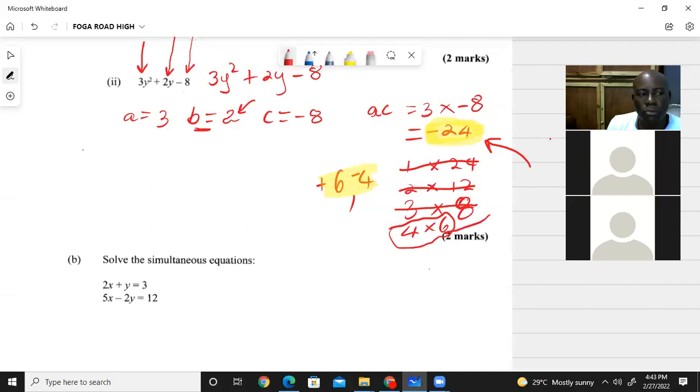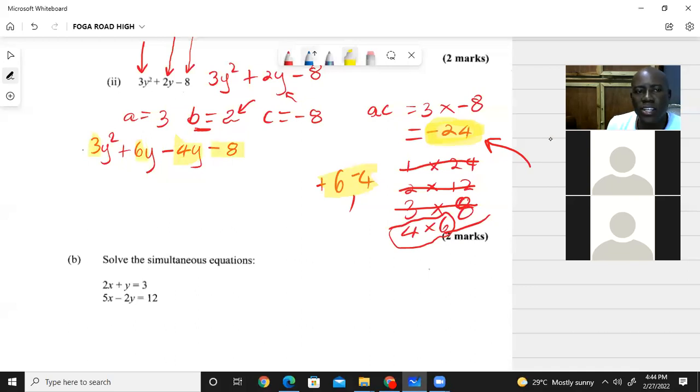So let's set it up now. 3y squared plus 6y. The two numbers we find will go in the middle and it will take on the y term. So 3y squared plus 6y minus 4y minus 8. So this is where we are right now. If you notice, we have 4 terms we're dealing with. Let's check them off. 1, 2, 3, 4.